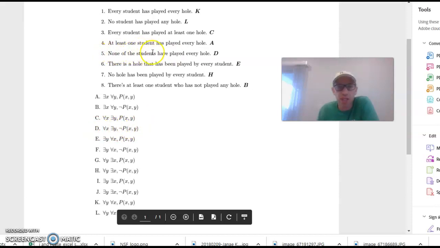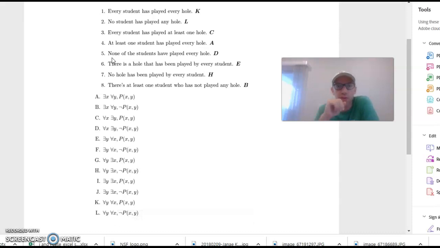And notice what we did there. Instead of saying none of the students have played every hole, another way to say that is any student you choose, we're going to be able to find at least one hole they haven't played. Chuck, there's going to be some hole he hasn't played. Anna, there's going to be some hole she hasn't played. Right? So for every student, there's going to be at least one hole they haven't played.